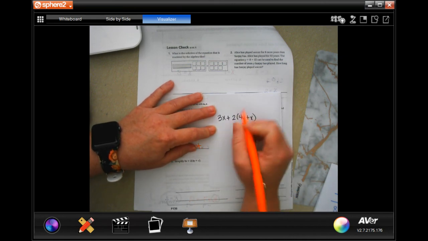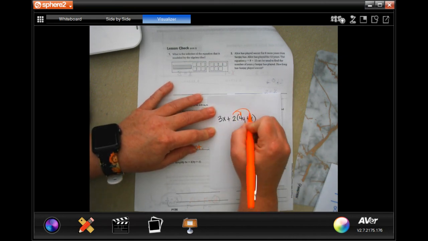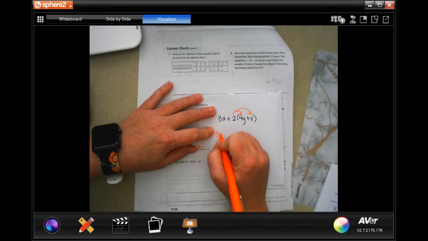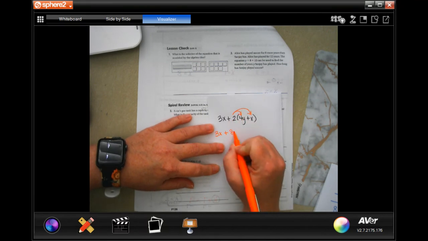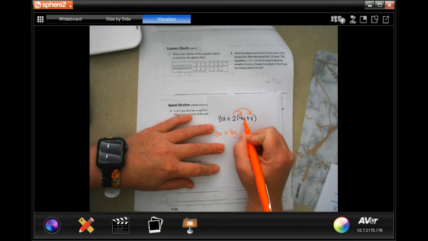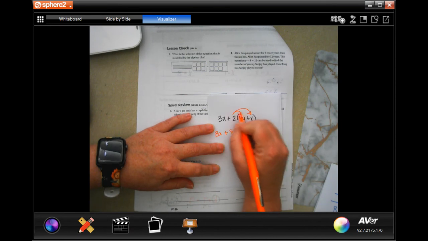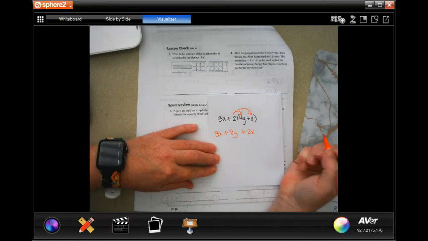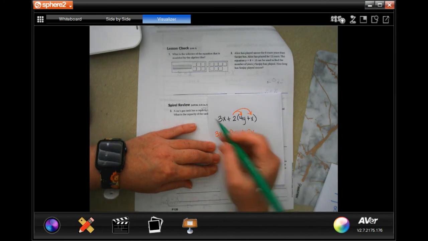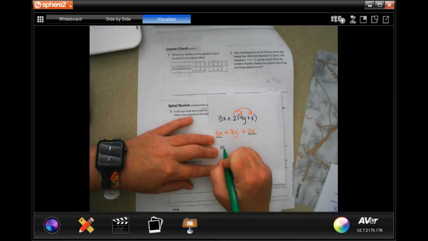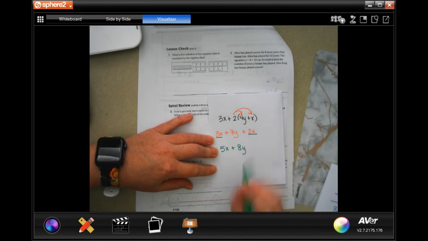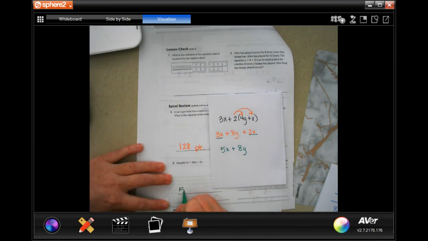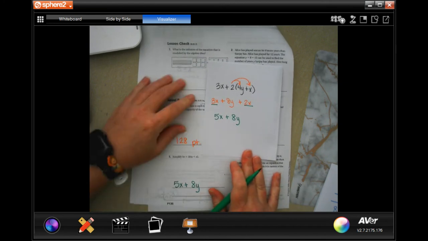Okay. So now I need to take care of my distributive property. So now I'm going to have 3x plus, because that's not going anywhere. 2 times 4 is 8y. You have to include that y. Plus 2 times x is 2x. So now I'm going to combine my like terms. So I get 5x plus 8y. All done, guys. Okay, write your work down.